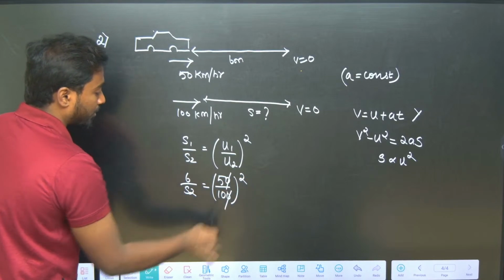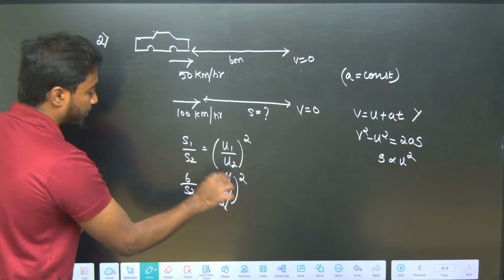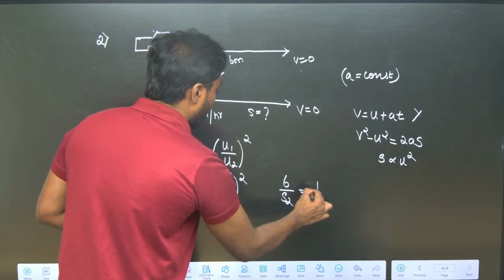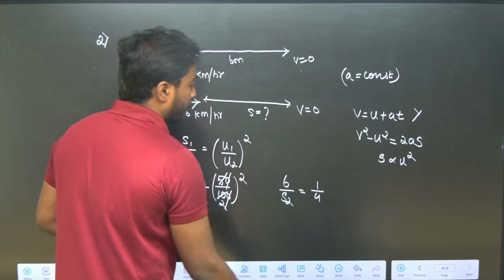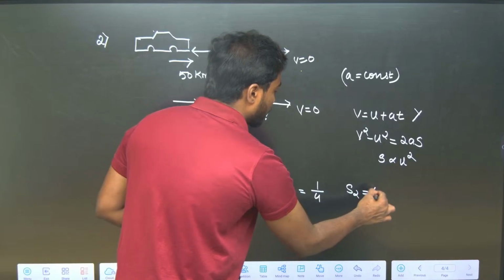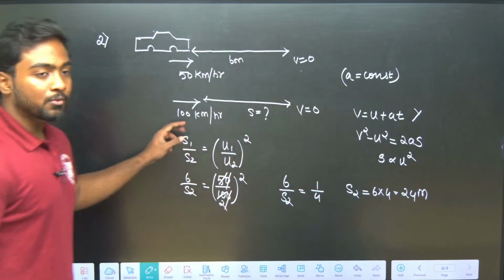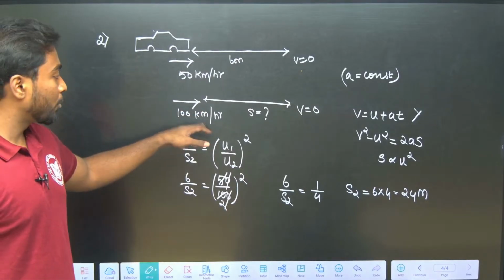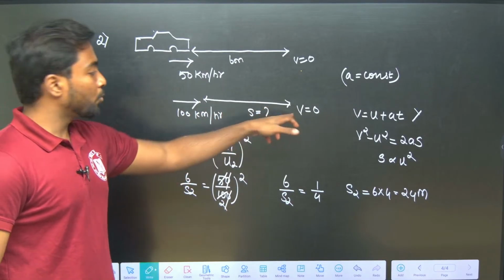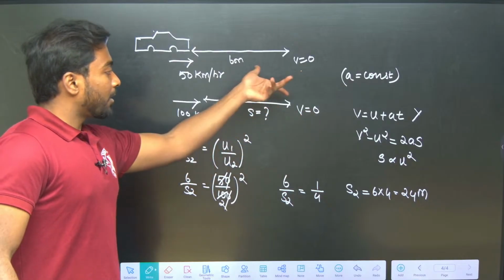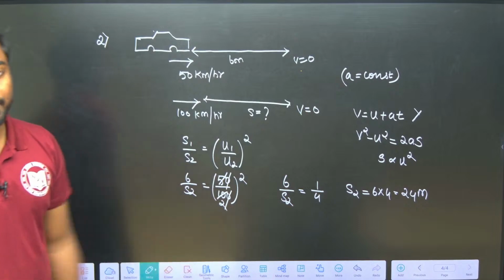So the zeros will go, 1 times and this is 2 times, right? So 6 by S2 will be equals to 1 by 4. Cross multiply it. So S2 will be equals to 6 into 4, which is nothing but 24 meter. So if the object is going with 100 kilometer per hour, it will take 24 meter to come to rest. So V will be equals to 0 when it has gone 24 meter. Okay.